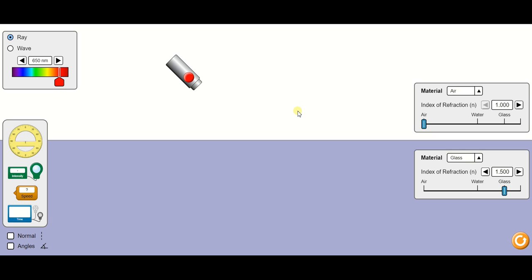Here is a simulation that represents the properties of light. Let me explain what is available in the simulation. At the top left corner, you are able to see a ray and a wave, which means that light has a dual nature. It has both the particle nature, that is the ray nature, as well as the wave nature.